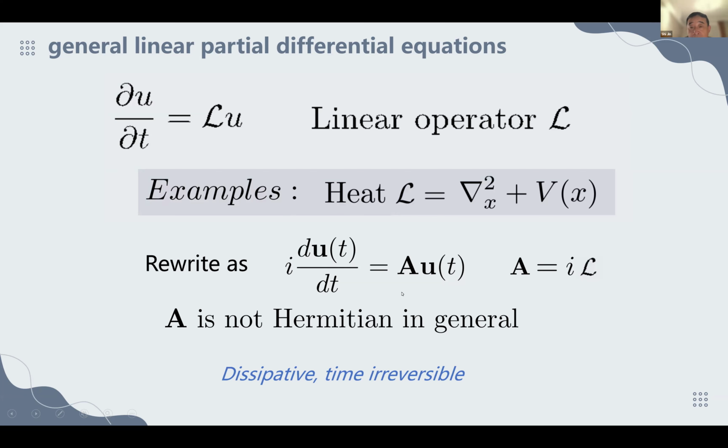In fact, the parabolic equation is dissipative and time irreversible. So a quantum computer cannot simulate this equation because the evolution operator is not unitary. All right, actually, the L2 norm decays for this equation. So it cannot simulate an equation like this.